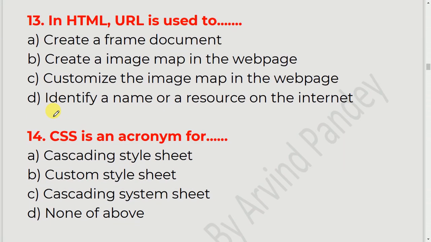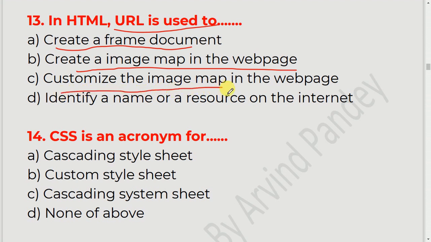Question number 13. In HTML, URL is used to ... Option A, create a frame document, B, create an image map in the web page, C, customize the image map in the web page, D, identify a name or a resource on the internet. And the correct answer is option D, identify a name or a resource on the internet.